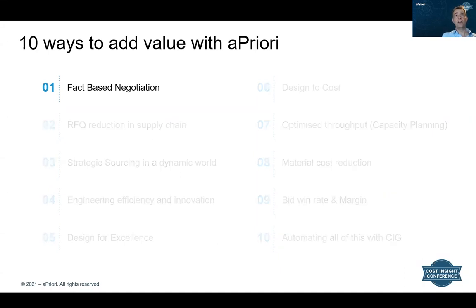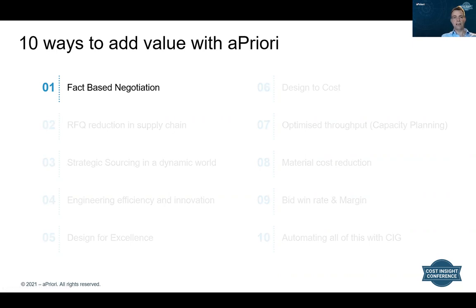We'll start with one of the most common ones, fact-based negotiation. How does aPriori help customers of aPriori and people in the world of manufacturing simulation do this? Well, first of all, for those who know aPriori, it very quickly, very repeatedly, very precisely, as precise as we need it to be, gives us manufacturing information and cost that we can use.